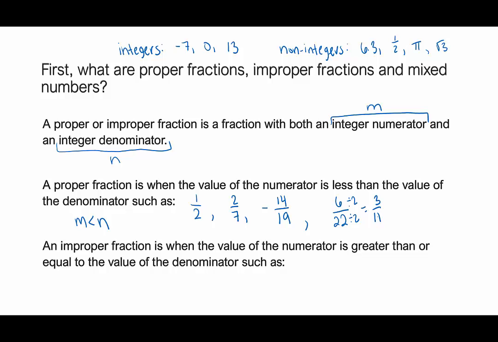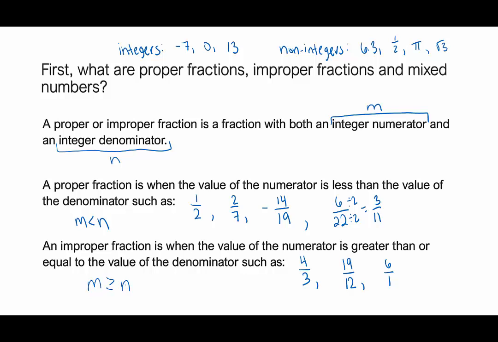An improper fraction is when the value of the numerator is greater than or equal to the value of the denominator, such as 4/3, that would be improper because 4 is greater than 3. We could have 19/12. We could have 6/1. Now what we notice is that, wait, 6/1, that's just 6, and that's true, but 6/1 is an improper fraction. So generically speaking, an improper fraction is when m, the value of the numerator, is greater than or equal to the value of the denominator.